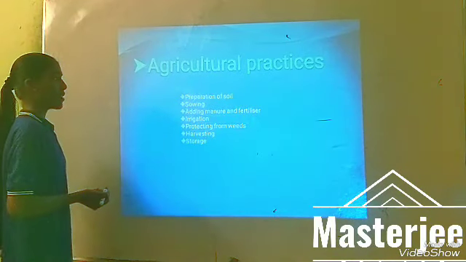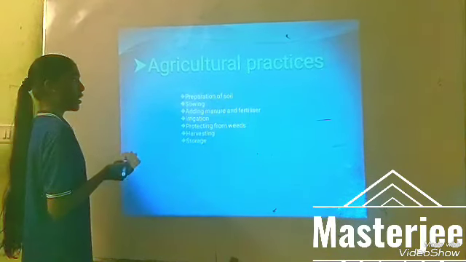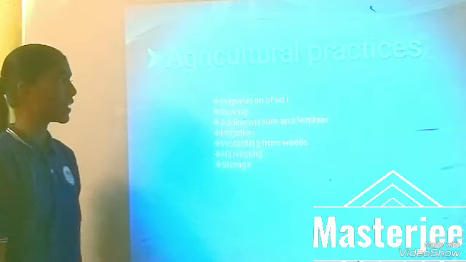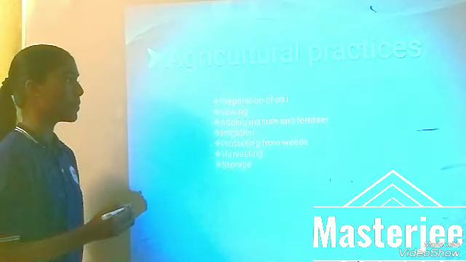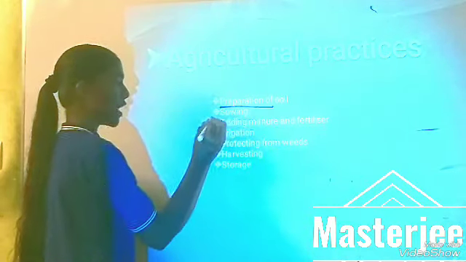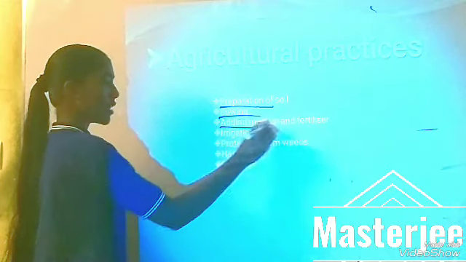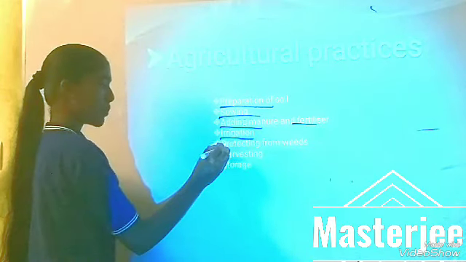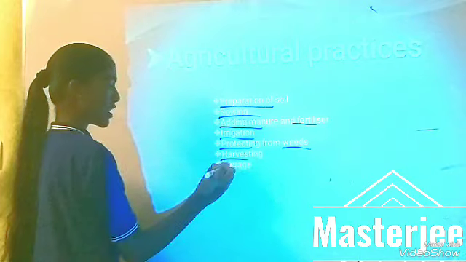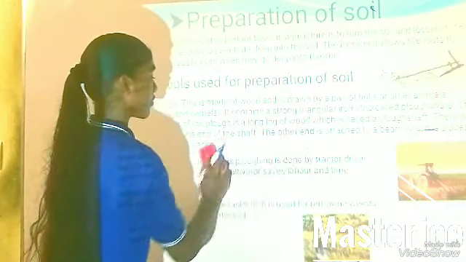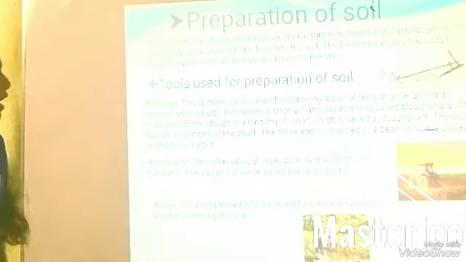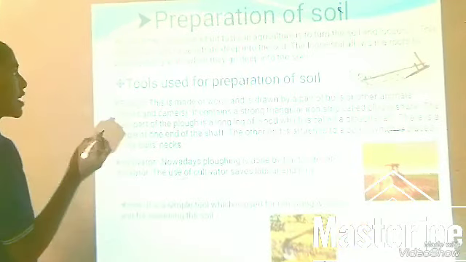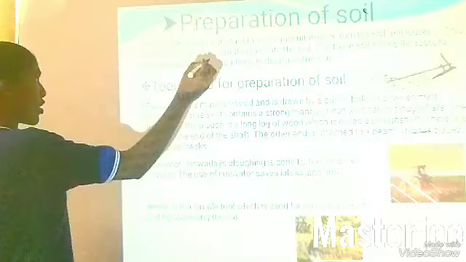What are the agricultural practices? The agricultural practices are preparation of soil, sowing, adding manure and fertilizer, irrigation, protecting from weeds, harvesting and storage. So the first thing in agriculture practice is preparation of soil.